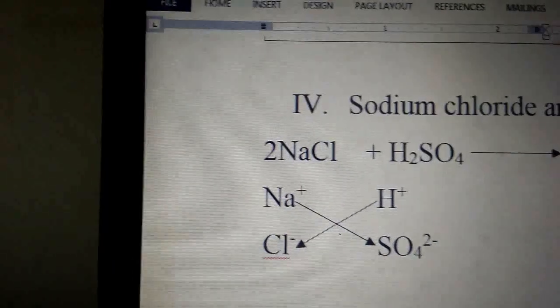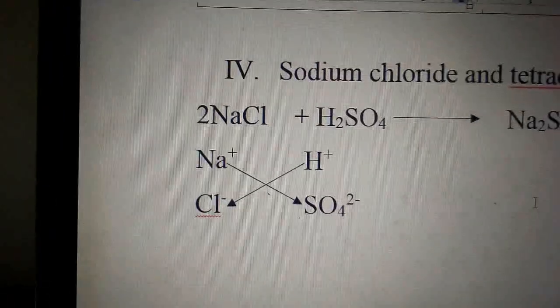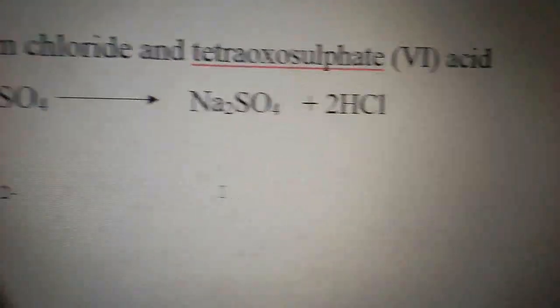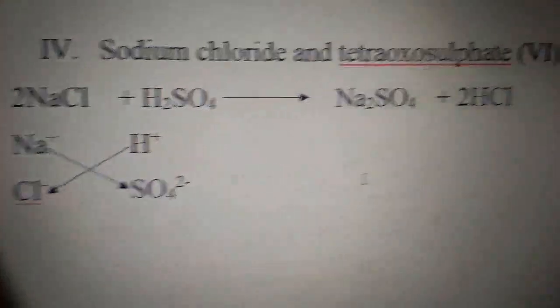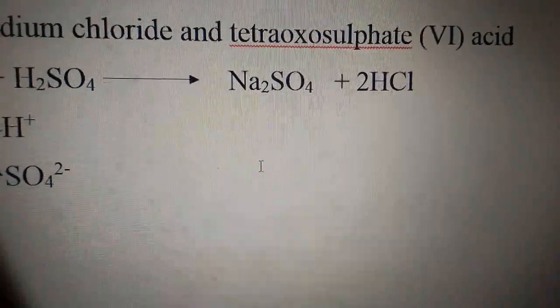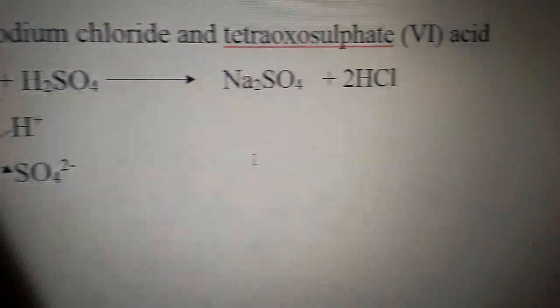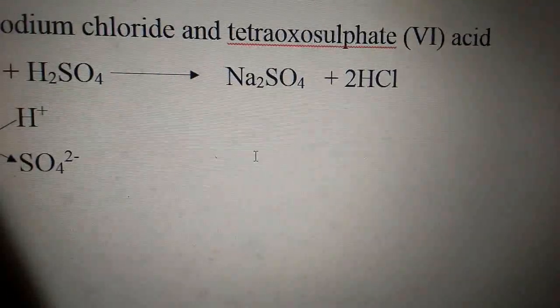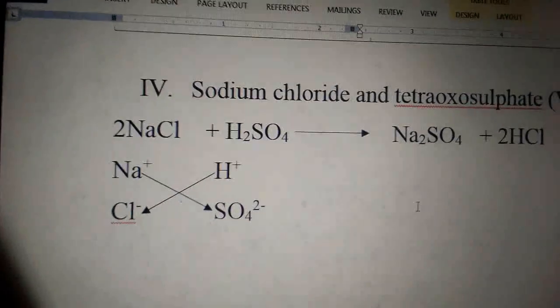So let's go back to the equation and check. We have 2 of sodium on sodium chloride. We have 2 of sodium on Na2SO4. We have 2 of chlorine on sodium chloride. We have 2 of chlorine on HCl. We have 1 of sulfur on the left hand side, 1 of sulfur on the right hand side, 4 of oxygen on H2SO4, 4 of oxygen on Na2SO4. That means we have a balanced situation here. We have balanced the equation.